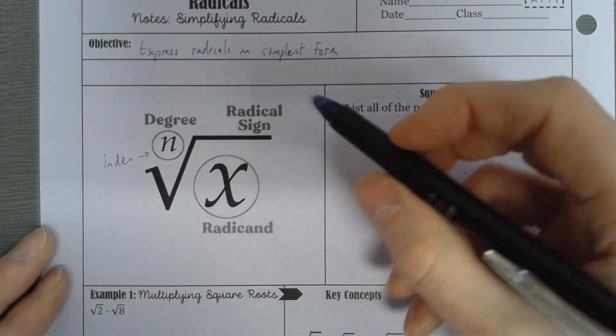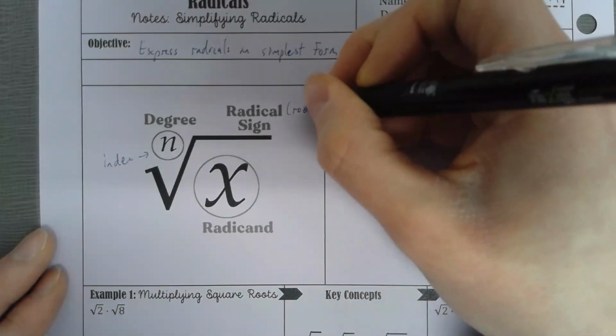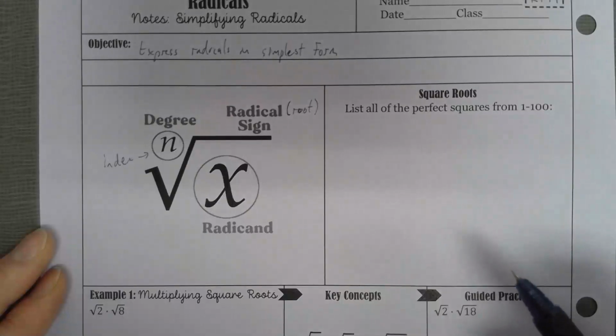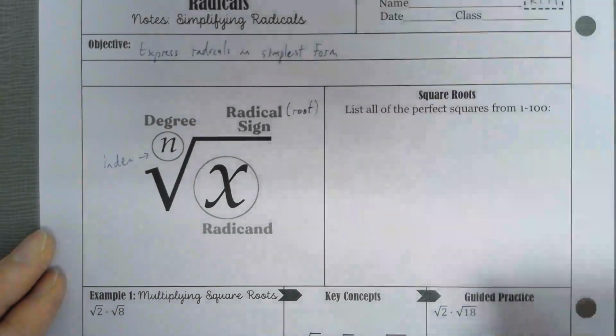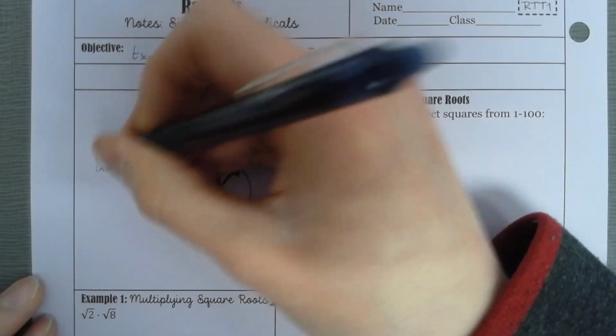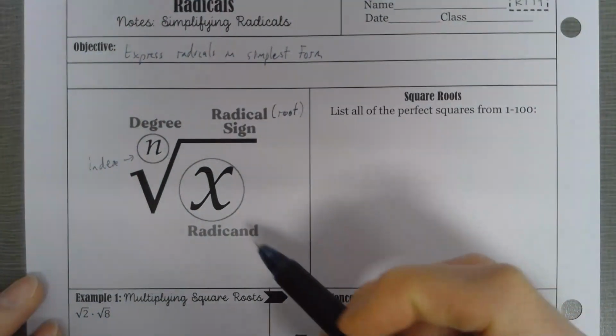So radical is also sometimes referred to as a root, or root, depending on the region. Sometimes I'll say root, sometimes I'll say root, because I'm from several different places. So index or degree, radical or root, and radicand.